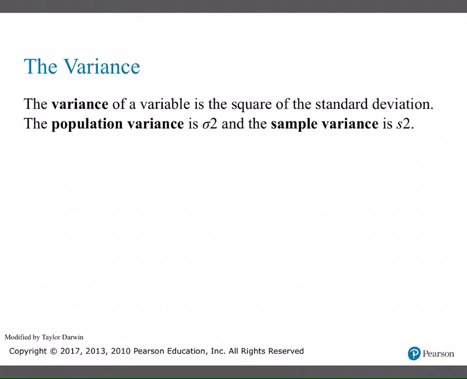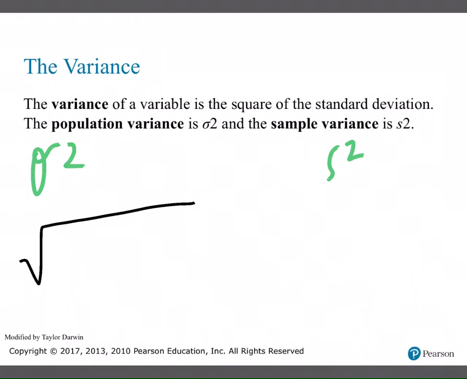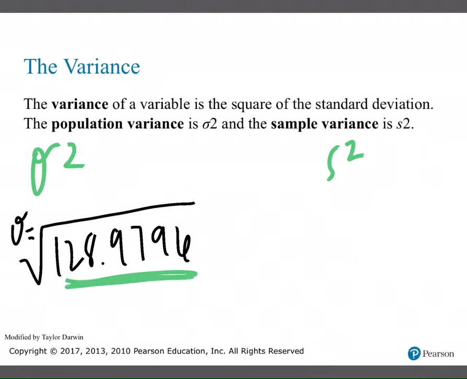Okay, the variance of a variable is the square of the standard deviation. So population variance is sigma squared, right? It's what happens right before you square root it. So if you wanted to get back to it, you'd square it. And the sample variance is S squared. And so for the examples that we did, when we were trying to find sigma, that 128.9796, it's that number right before you square root it.